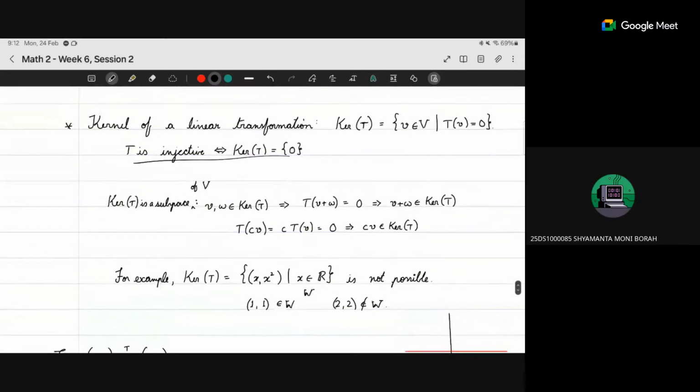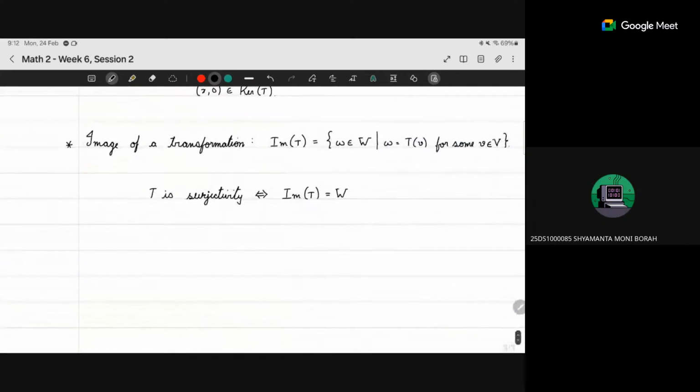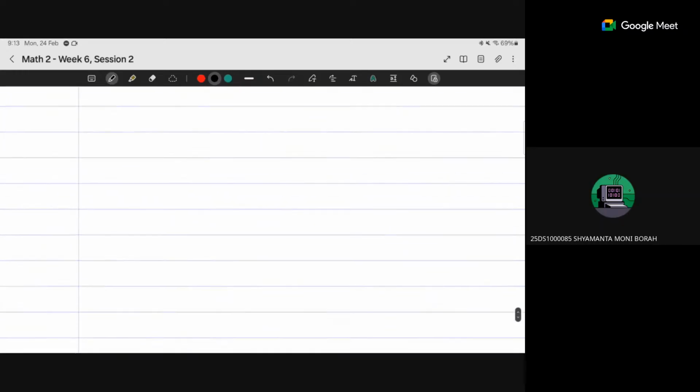And if kernel is equal to the trivial space, then it is injective. And even this happens to be a subspace. Image of T is a subspace. But this time, this is a subspace of what? It has to be of W because you are looking at elements from W, which are images of some vectors in V. So I'm not going to give the argument for it. You can figure it out quite easily.